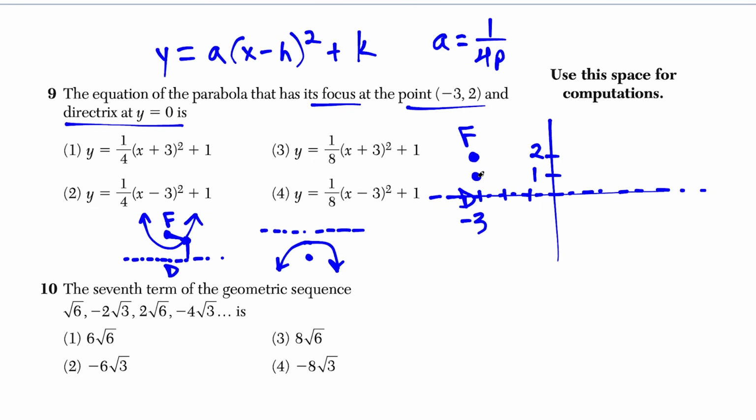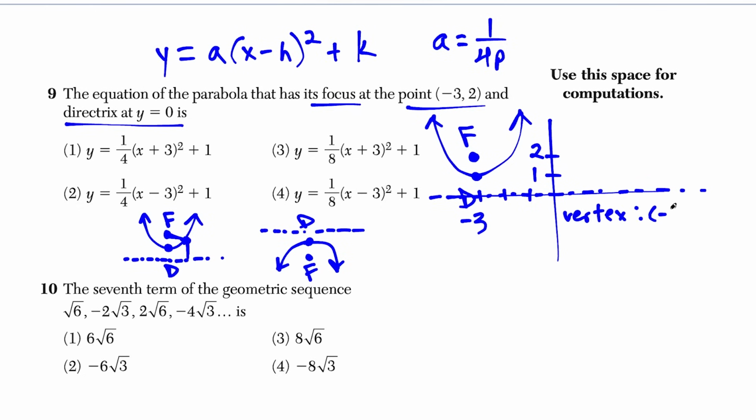Okay, so this would be our vertex. This is the turning point. So this is what I'm looking at here. You could see that the focus lines up with the vertex just like this. So if this is our focus and directrix, the focus lines up with the vertex of the parabola. So I could see right away that our vertex is going to be at the location at -3, 1.